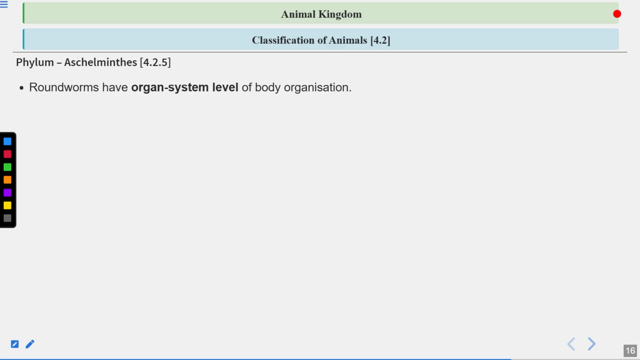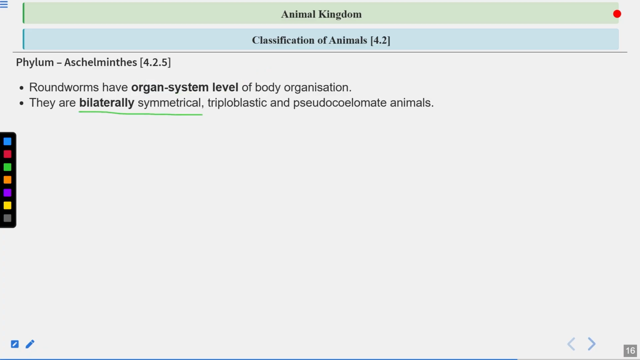Roundworms have the organ system level of organization. Now again, this is one step ahead from the previous one, because previously we saw the organ level of organization. Organ formation took place there. But here, we see organ system level of body organization. Right? So that is why this particular feature is more advanced than in the platyhelminth. Right?